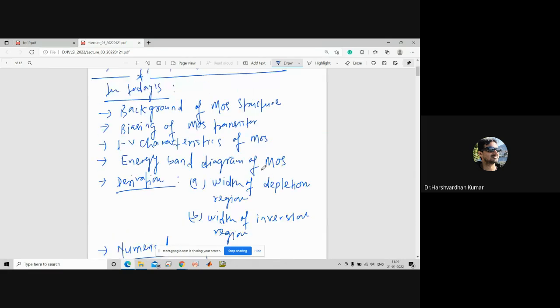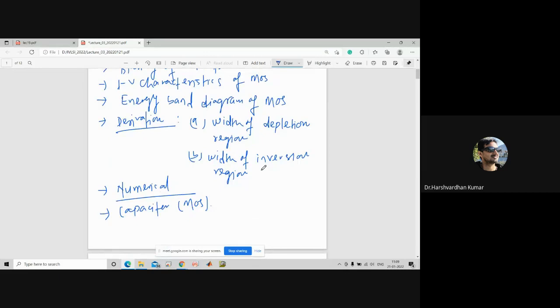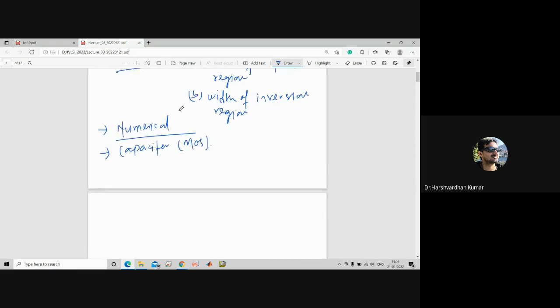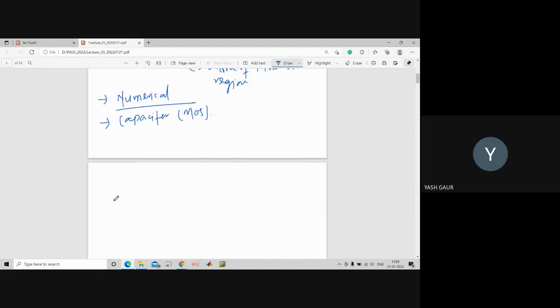So anyone remember, what is the inversion layer? Yes? Sir, that is due to the minority carriers that are attracted. So what is the condition for voltage? VG is greater than VT. It means that the gate voltage should be greater than the threshold voltage, right? Very good. So now let us start with the structure.